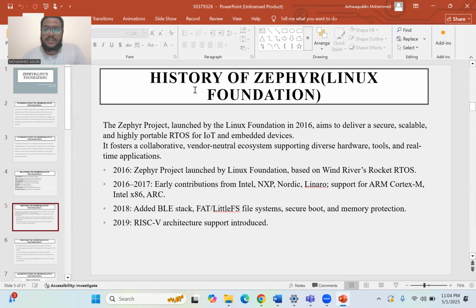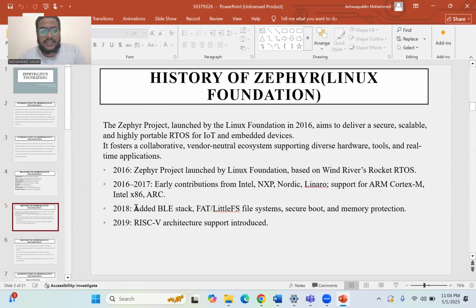Now we'll go on with the history of Zephyr. The Zephyr project was launched by the Linux Foundation in 2016, which aimed to deliver a secure, scalable, and highly portable RTOS for IoT and embedded devices. In the year 2016, Zephyr was launched by the Linux Foundation based on Wind River's Rocket RTOS. In the period of 2016 and 2017, early contributions came from companies such as Intel, NXP, Nordic, and Linaro, with support for ARM Cortex-M, Intel x86, and ARC.